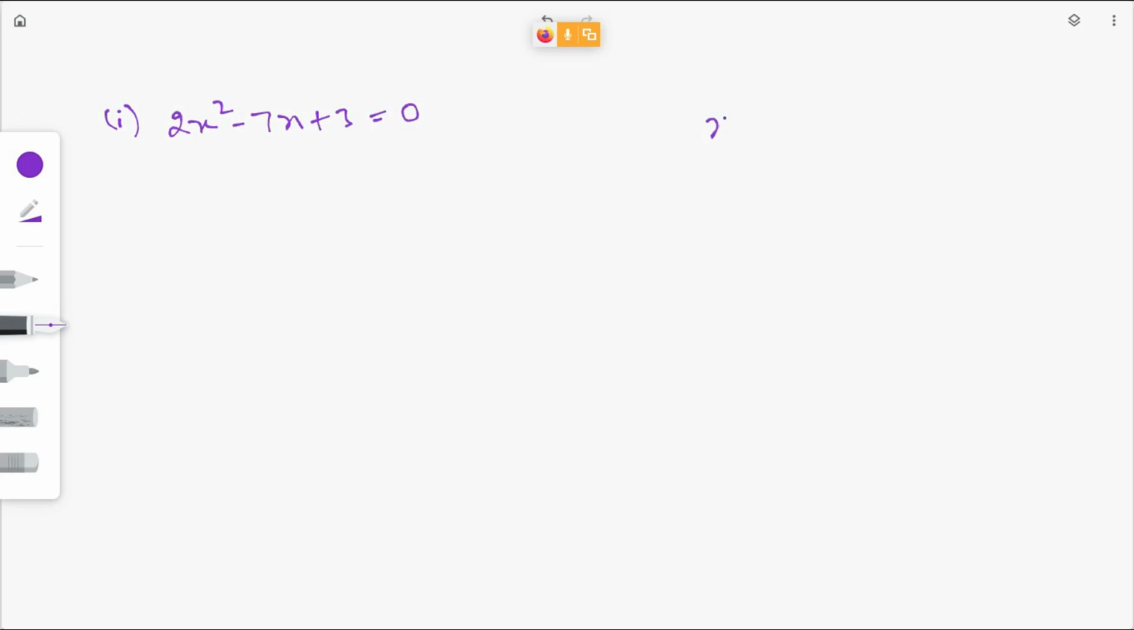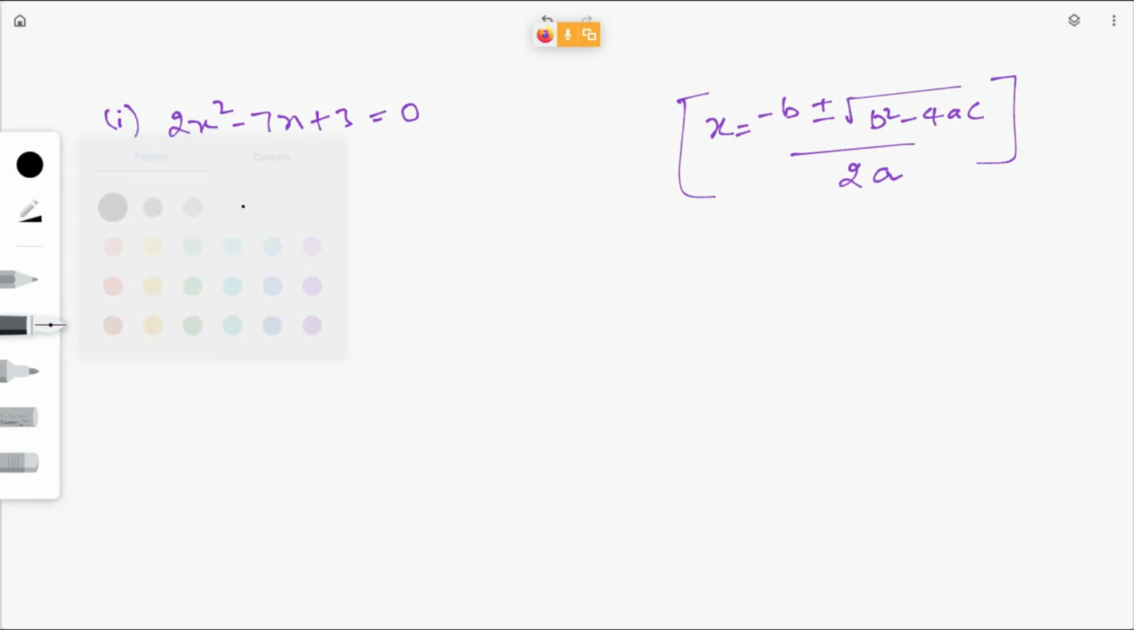What is the quadratic formula? X is equal to minus b plus or minus root of b square minus 4ac divided by 2a. You need to remember this. Now, what are a, b, c here? A is 2, b is minus 7, and c is 3. So now substitute these three here.